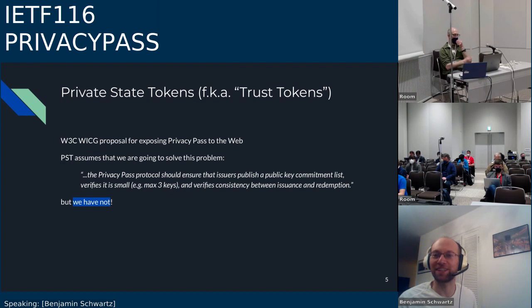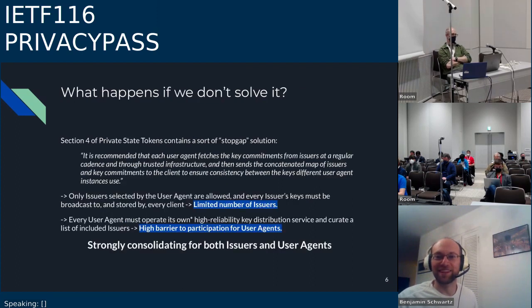I like the word should here. I kind of feel like somebody has given us an RFC-style should and told us as the working group, this is what you should do if you're the Privacy Pass working group. So what happens if we just ignore this problem? I think the private state tokens document actually tells us what they intend to do if we don't solve the problem.